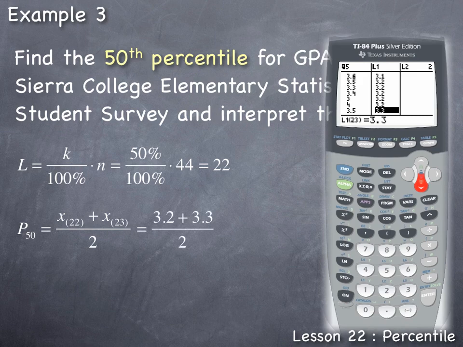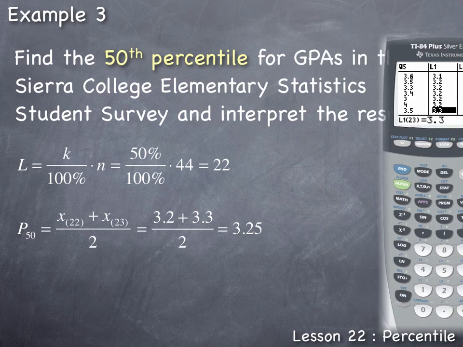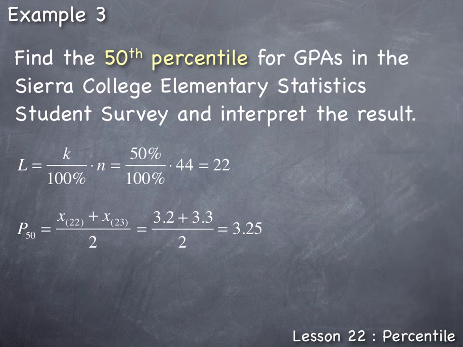So now we can find the midpoint of the 3.2 and the 3.3 GPA. To do this, we just add 3.2 and 3.3 and then divide that sum in half. The resulting midpoint between a GPA of 3.2 and 3.3 is a GPA of 3.25. Thus, we have found the 50th percentile. P50 is a GPA of 3.25.